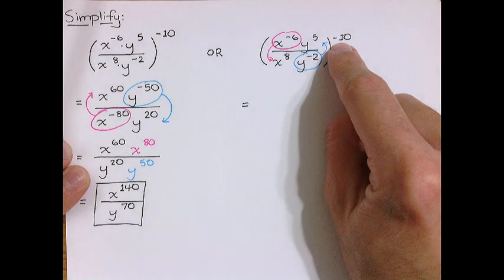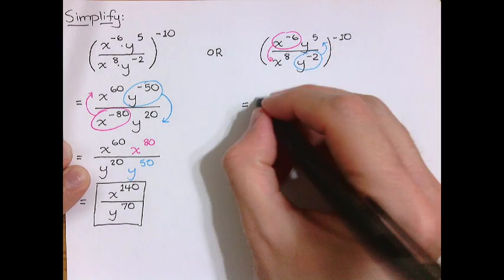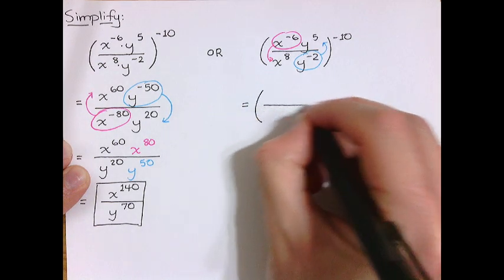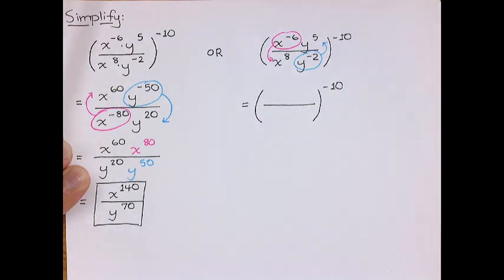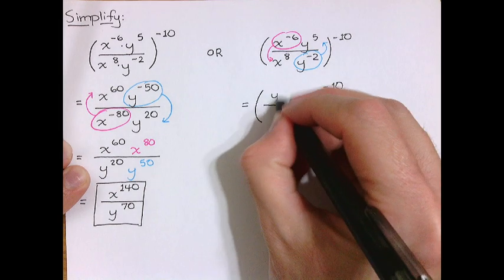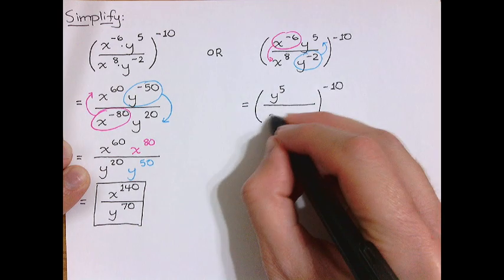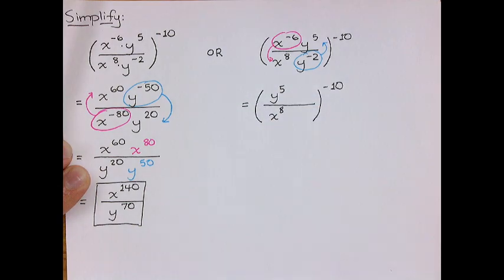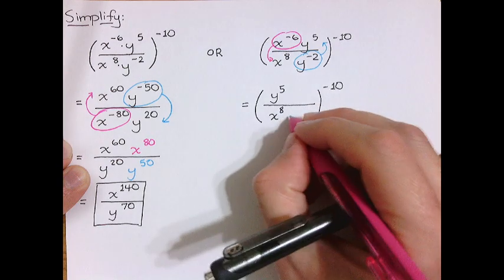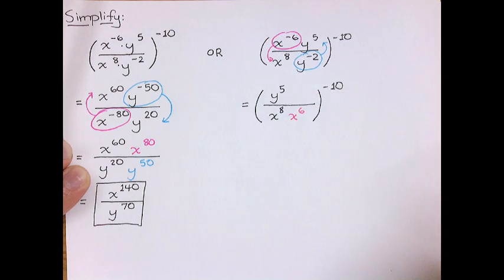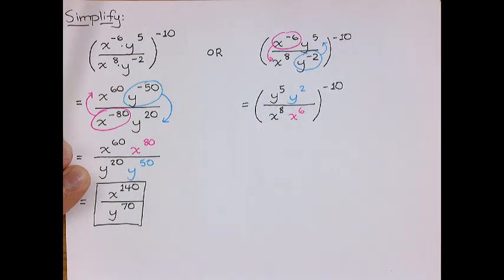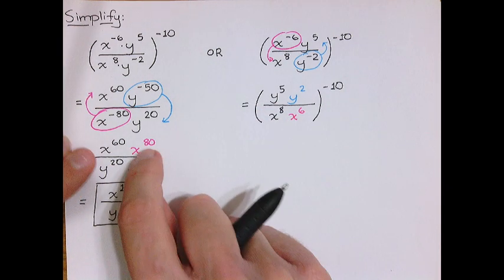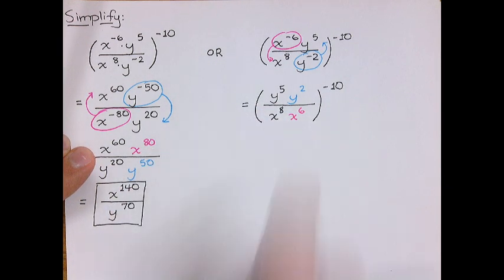This power of negative 10, I'm not going to worry about him just yet. I'm just going to bring him down as part of the problem, and later on we're going to address that. All right, so y to the fifth, x to the eighth. X to the negative sixth becomes x to the positive sixth in the denominator, and y squared in the numerator. You might say, this does not look right because we had x's in the top before, now they're in the bottom. We're not done yet.